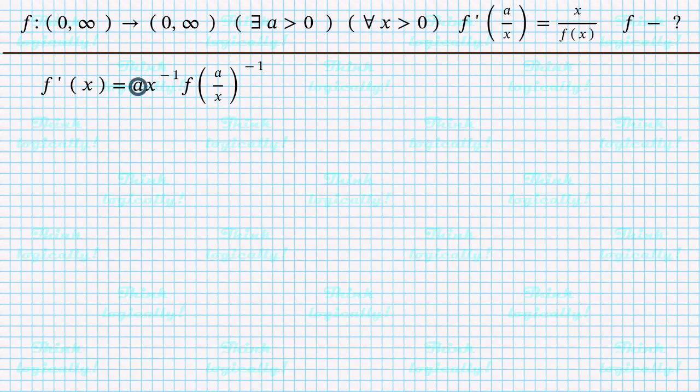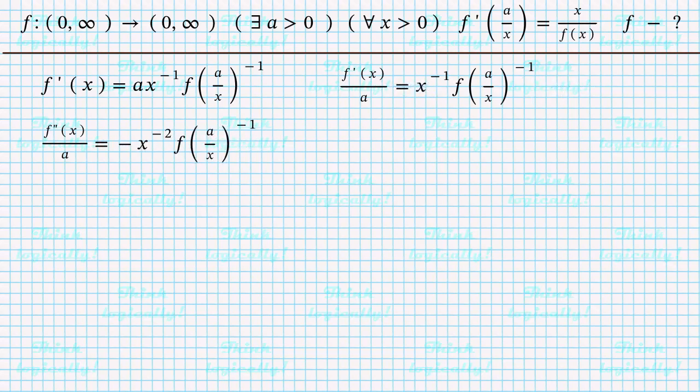Note that factor a here is a constant, so we can simplify the differentiation by dividing the equation by a. The derivative of the left-hand side is just the second derivative of f divided by a. Now we need to take a deep breath and find the derivative of the right-hand side. The right-hand side is a product of two factors, so we take the derivative of x to the power of -1, which is negative x to the power of -2, and multiply it by the second factor. Now we need to add the first factor multiplied by the derivative of the second factor.